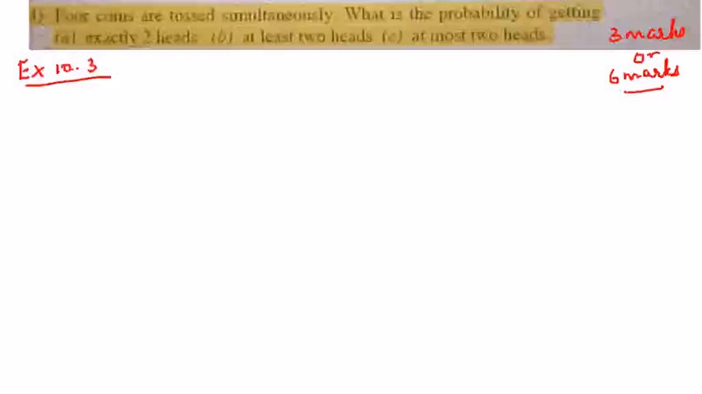So exercise 10.3, the fourth sum. I'm sorry if the print is not clear, so let me read it out for you. 4 coins are tossed simultaneously. What is the probability of getting?